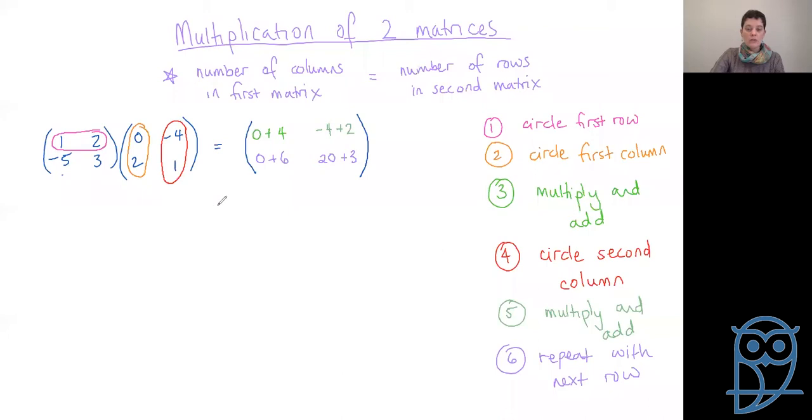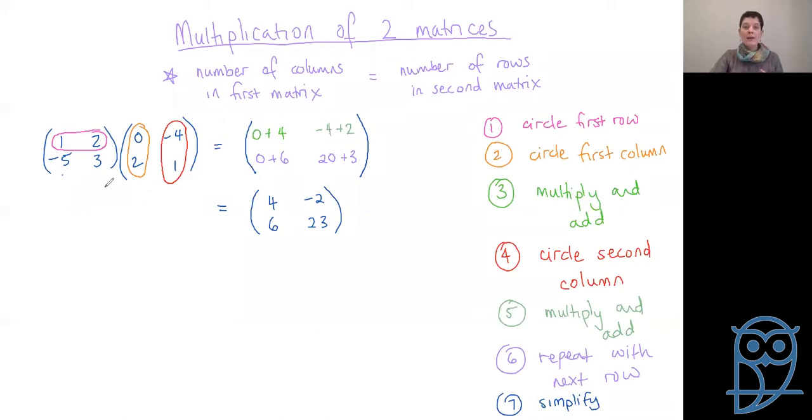And then, of course, we are very close, because all we have to do now is simplify. All of these are numbers in here, so we can actually do these additions. And we get 0 plus 4 is 4, 0 plus 6 is 6, minus 4 plus 2 is minus 2, and 20 plus 3 is 23.